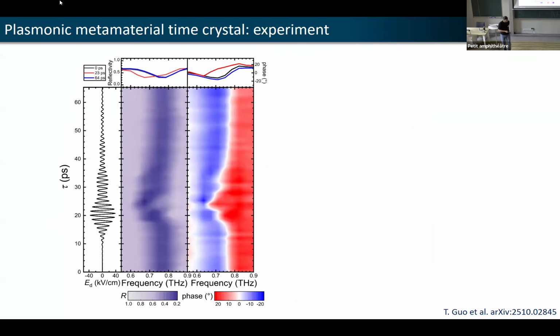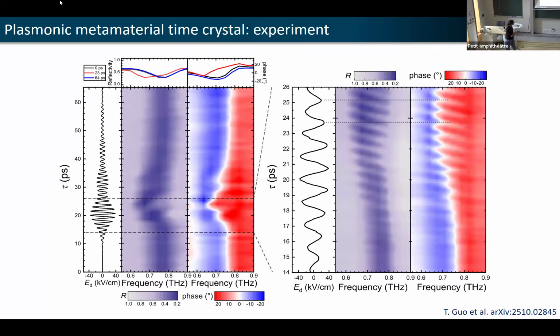So these are the experimental results. Here what you see is the time. This is our pump pulse, a multi-cycle terahertz pump pulse, quasi-periodic, let's say. And this is the reflectivity of the metamaterial as a function of time, and this is the phase. At the cavity resonance you always have a phase jump, so you can track where the zero is. It tells you roughly where the frequency of the cavity is located. The pump pulse arrives, it detunes the cavity to the red, and then goes back to equilibrium.